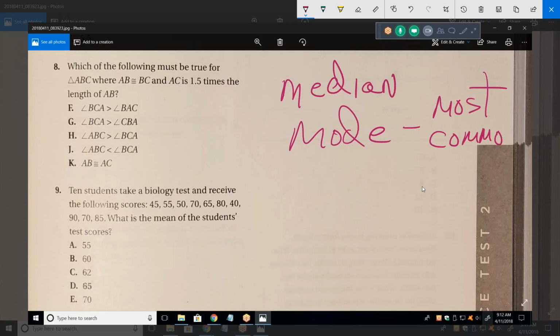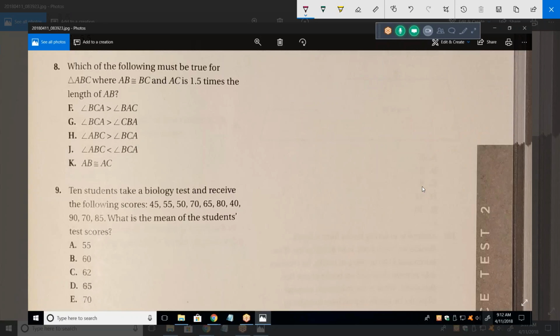In other words, in this one, we got two 70s. And that's the only one. That's the most common score, 70. But they're not asking for that. They're asking for the mean. How do you get the mean? You add up all the numbers and then divide it by the amount of numbers you have. There are 10 numbers there. 10 students. So it would be 65. Okay. You've already done that in your calculator? Yeah. Okay.